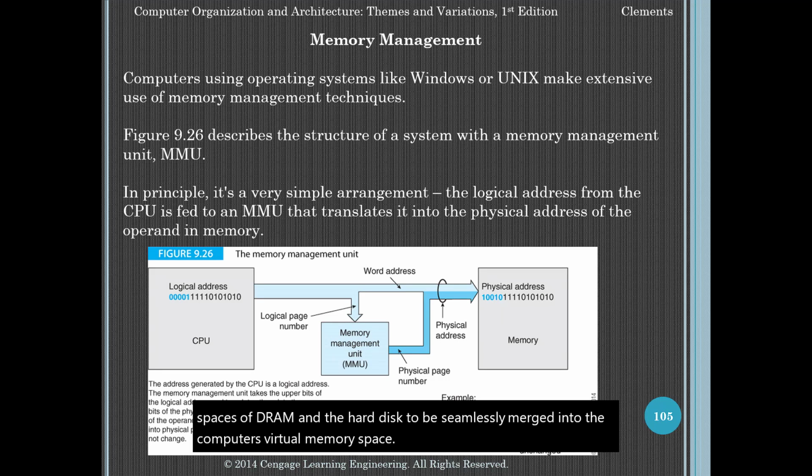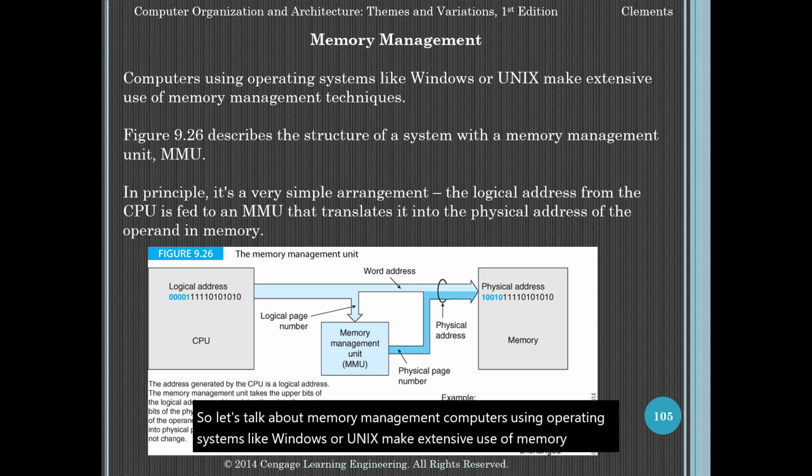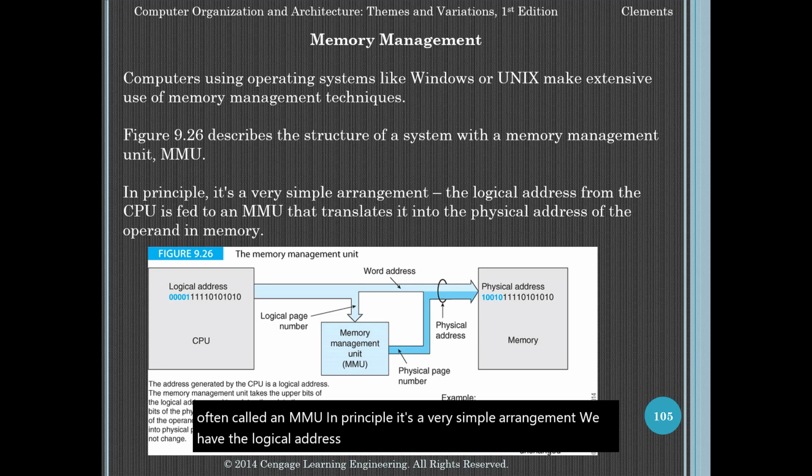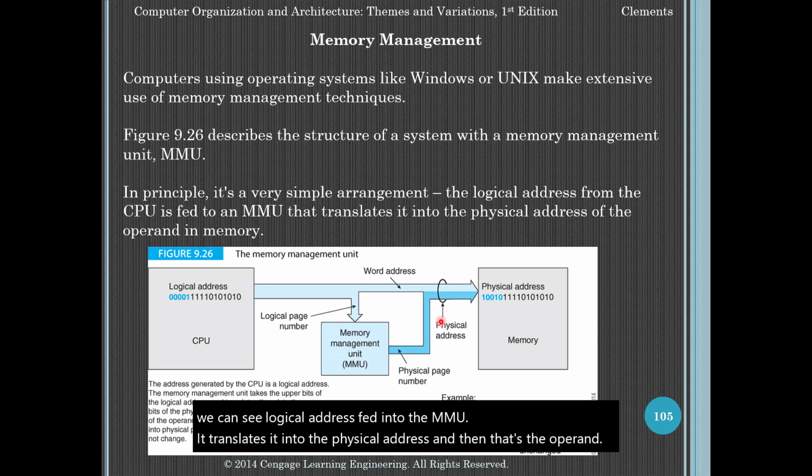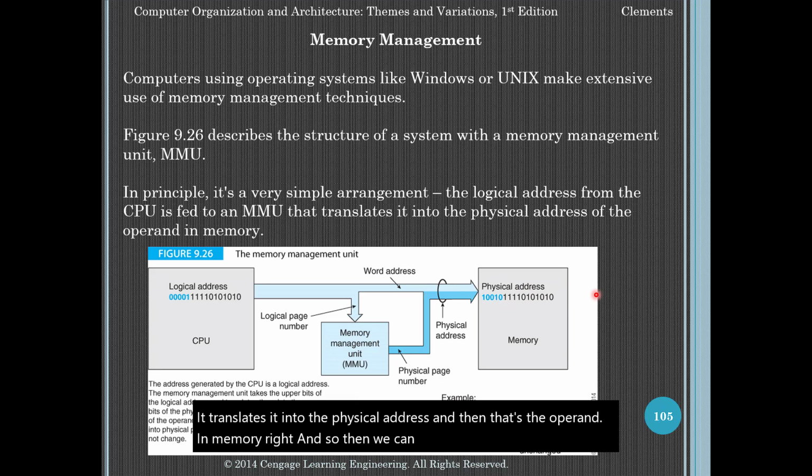So let's talk about memory management. Computers using operating systems like Windows or Unix make extensive use of memory management techniques. We can take a look at this figure that describes the structure of a system with a memory management unit, often called an MMU. In principle, it's a very simple arrangement. We have the logical address from the CPU, and it's fed into the MMU. It translates it into the physical address, and that's the operand in memory. And then we can put that into memory.